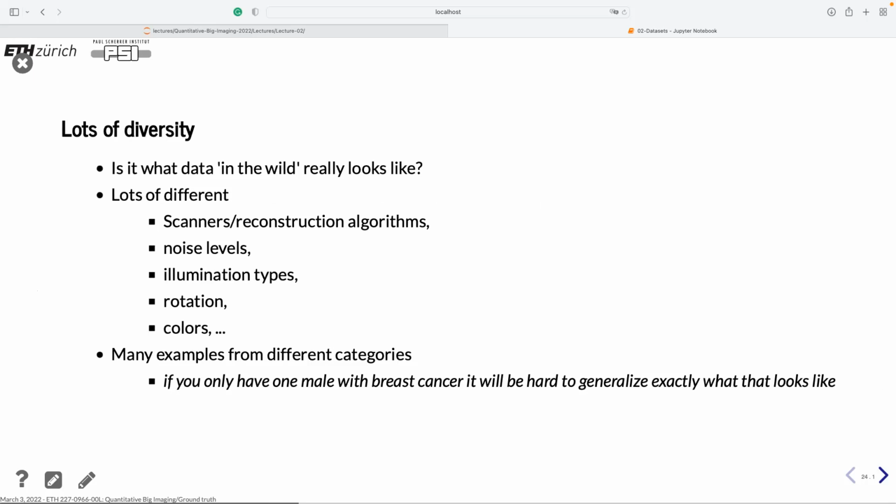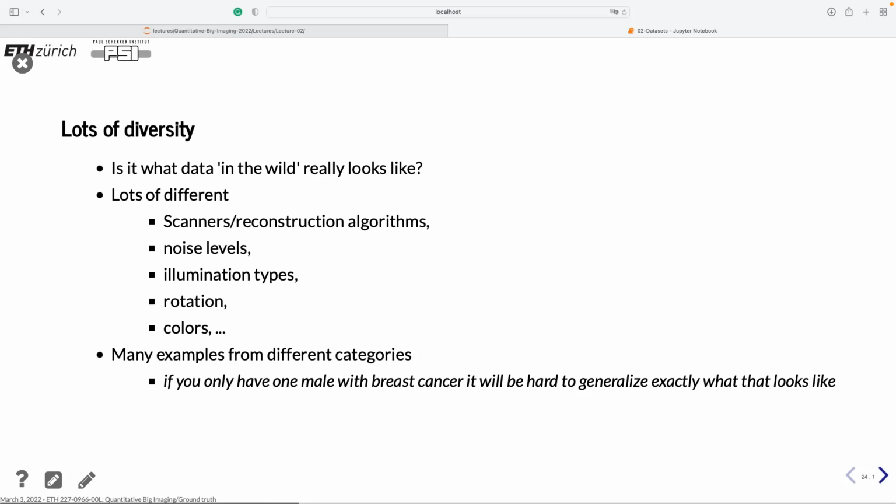So what does the data really look like? We have lots of different types of data producers. We have different scan types, different imaging modalities. We have reconstruction algorithms that do different things. Depending on the experiment conditions, we have different noise levels, illumination levels. Sometimes rotation can be disturbing, or distortions from the optics. There can also be variations in colors if you have color data.